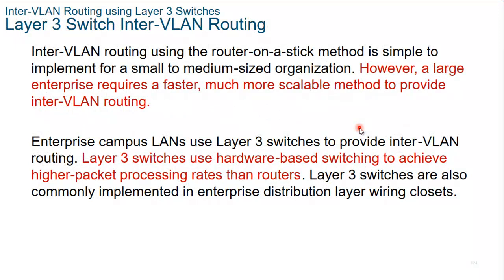Inter-VLAN routing using the router on a stick method is simple to implement for a small to medium-sized organization. However, a large enterprise requires a faster, much more scalable method to provide Inter-VLAN routing. Enterprise campus LANs use layer 3 switches to provide Inter-VLAN routing. Layer 3 switches use hardware-based switching to achieve a higher packet processing rate compared to routers. Layer 3 switches are also commonly implemented in enterprise distribution layer wiring closets.